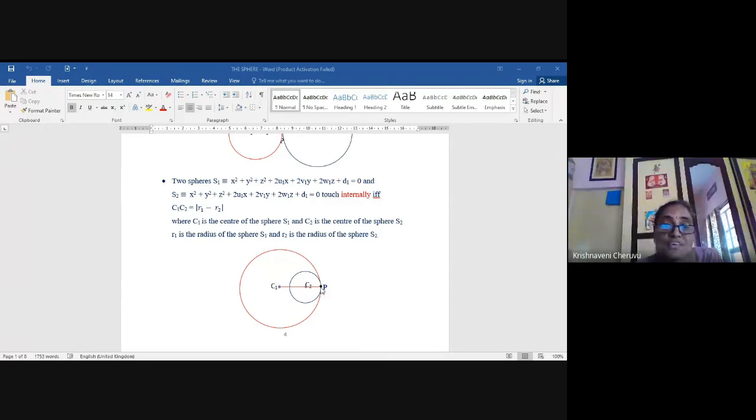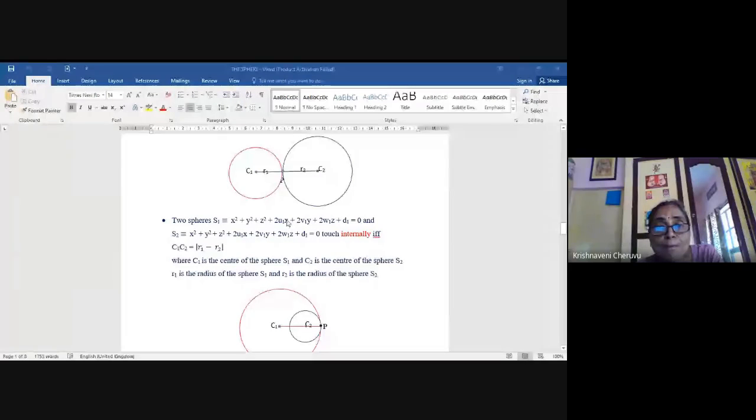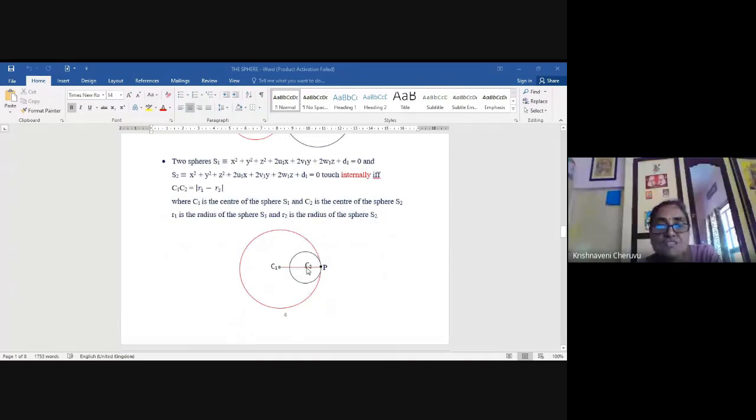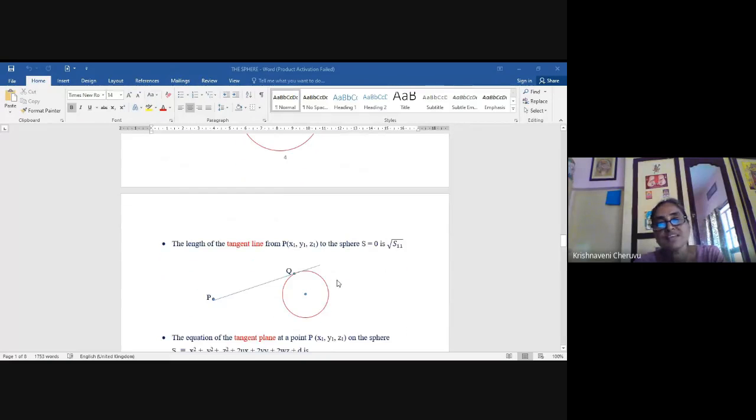First, you must test whether the spheres touch externally or internally, and the second stage is to find the point of contact, the point of division of the line C1C2. We can also say that P is the point at which the spheres are touching, the point of contact. This is what we did in the previous class, girls.